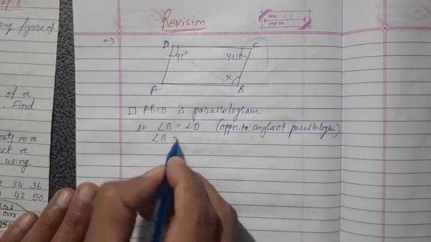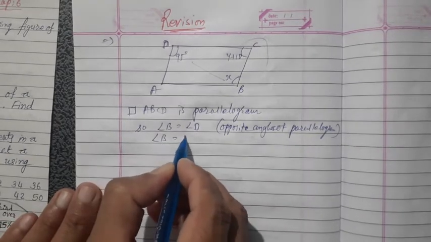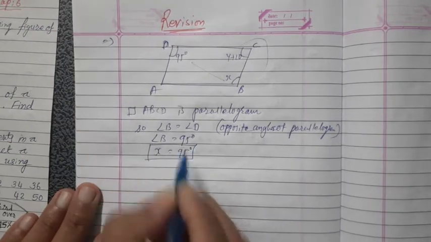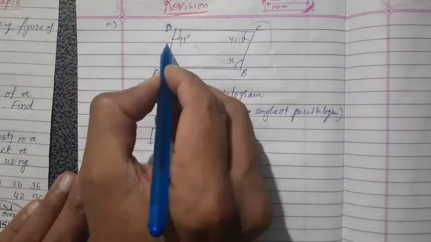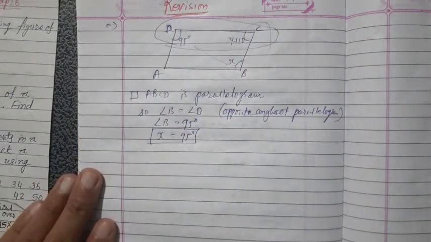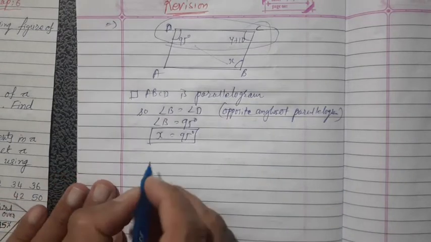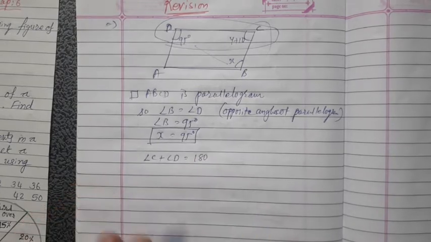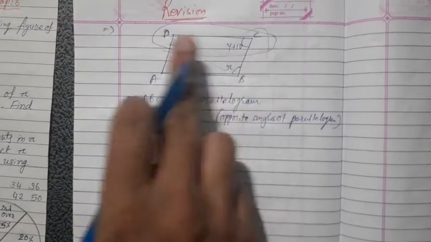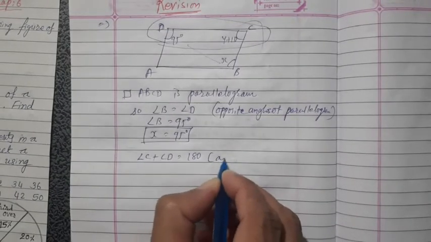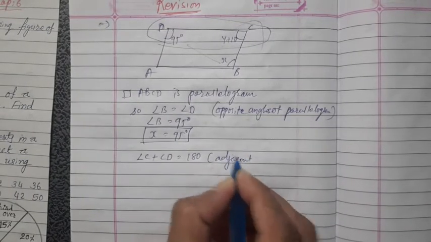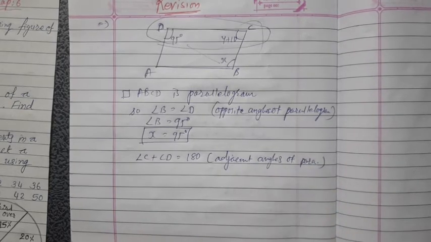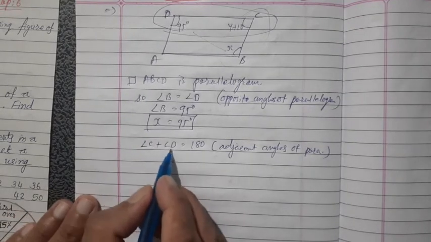So angle B equal to, B means x, 95. Just write down x equal to 95. So the value of x is here. Now C and D, they are adjacent angles, and in a parallelogram the sum of adjacent angles equal to 180 because adjacent angles are a pair of supplementary angles. So you just write down adjacent angles of parallelogram.